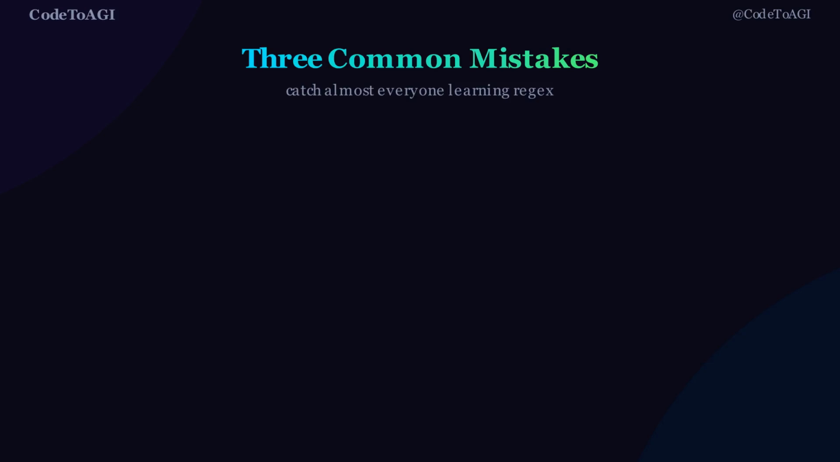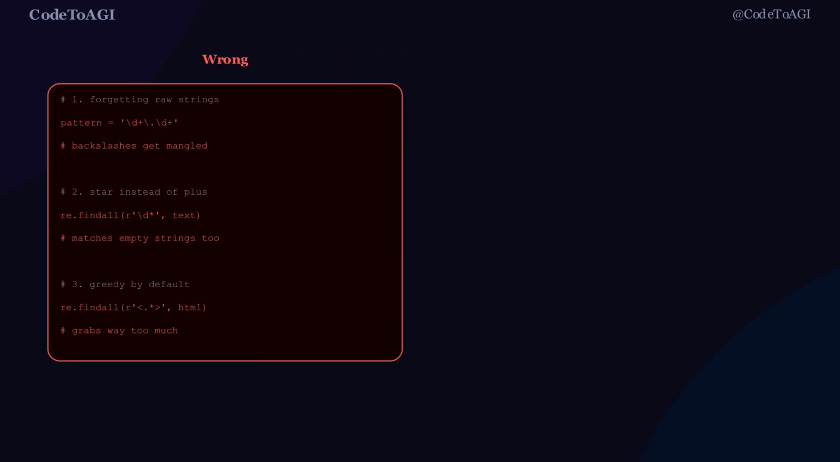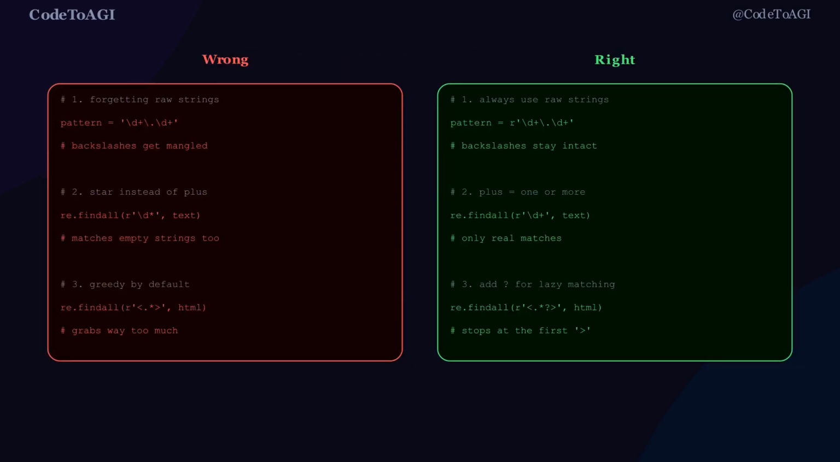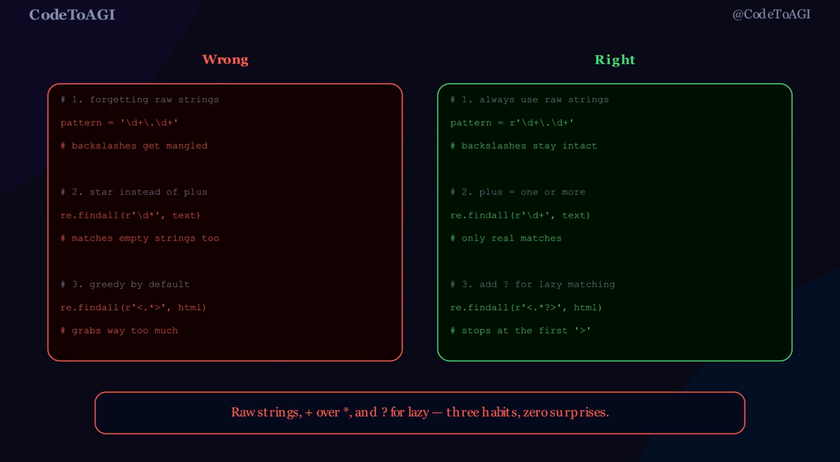3 mistakes that catch almost everyone learning regex. Mistake 1. Forgetting the raw string prefix r before your pattern. Backslashes get mangled without it, and patterns silently break. Mistake 2. Using star when you actually meant plus. Star matches 0 occurrences. That empty match surprises people constantly. Mistake 3. Greedy matching, grabbing far more than intended. Add a question mark after star or plus to match less.